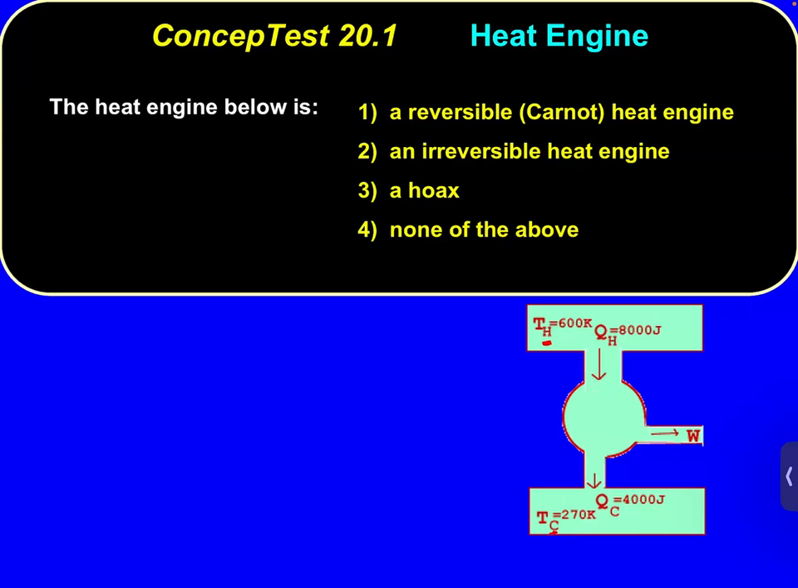Any wild guesses? Yeah, it is number two. It is a reversible engine. So how do we determine between a Carnot or reversible engine?